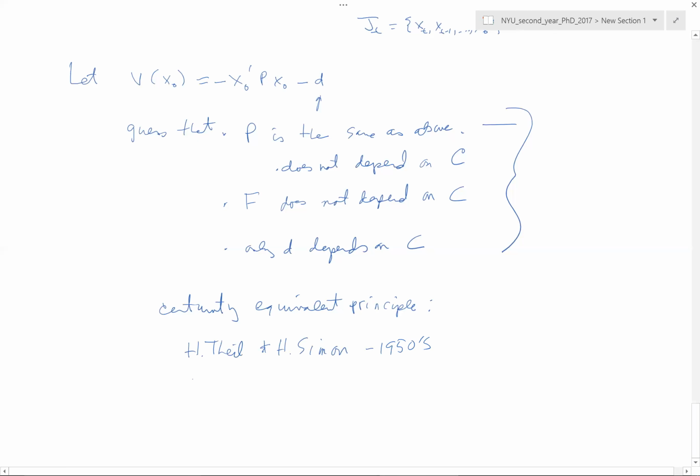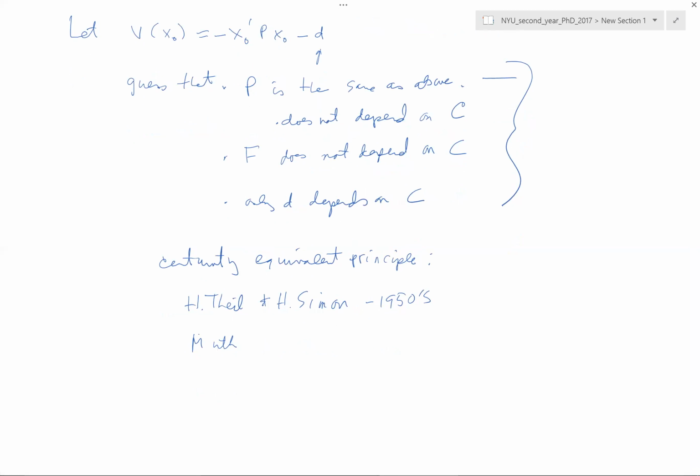And then this was quickly noted by John Muth. John Muth knew this early. He read Simon very carefully. And he did some things with it. Okay, so you can read about that. That's the certainty equivalence principle. And it gives rise to much of the power of linear quadratic dynamic programming.